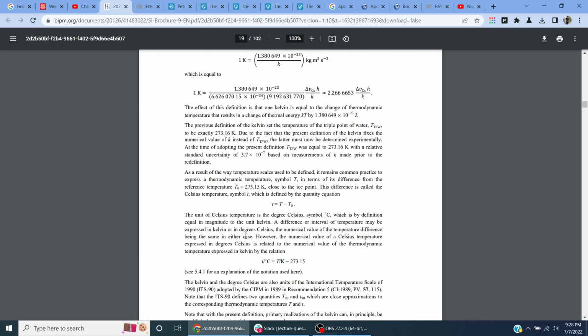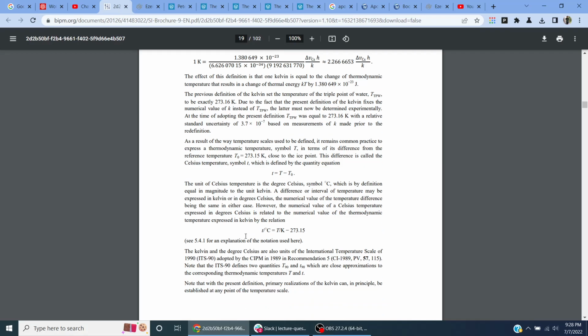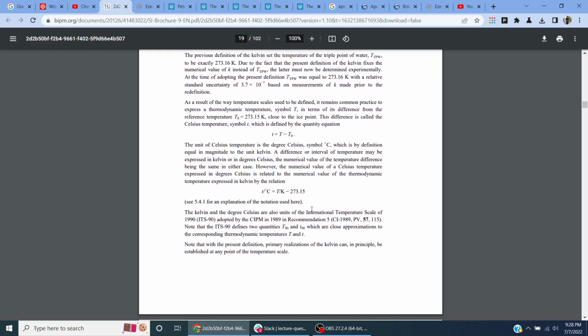However, the numerical value of the Celsius temperature expressed in degrees Celsius is related to the numerical value of the thermodynamic temperature expressed in kelvin by the relation t divided by degrees Celsius equals T divided by kelvin minus 273.15. See section 5.4.1 for an explanation of the notation used here. The kelvin and the degree Celsius are also units of the International Temperature Scale of 1990, ITS-90, adopted by the CIPM in 1989 in Recommendation 5, CI-1989, PV 57, 115.